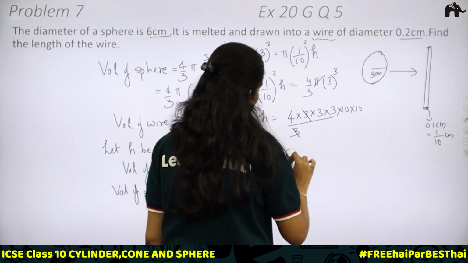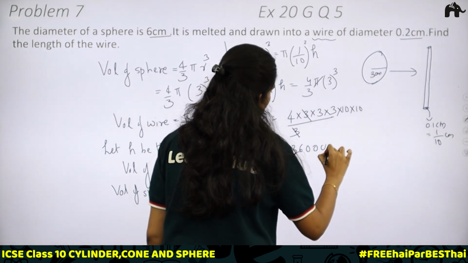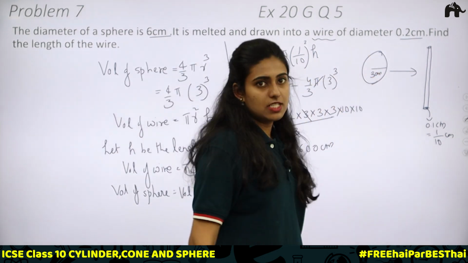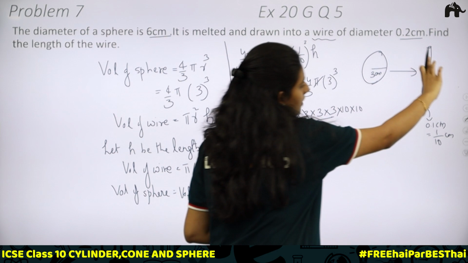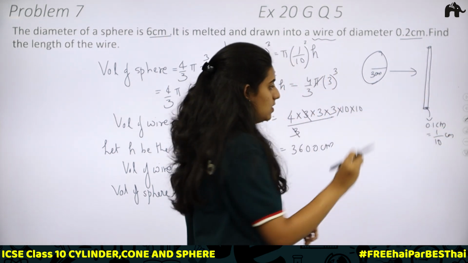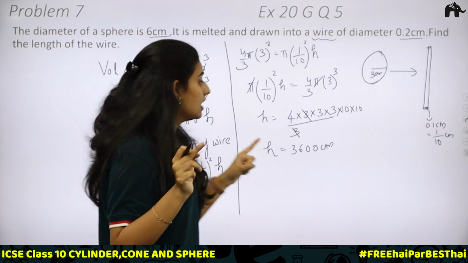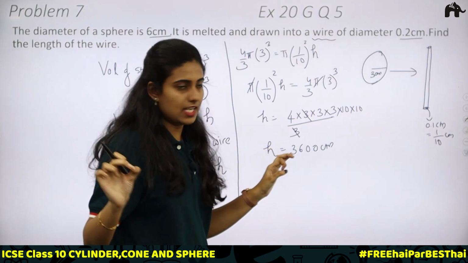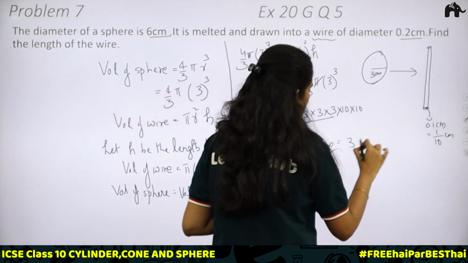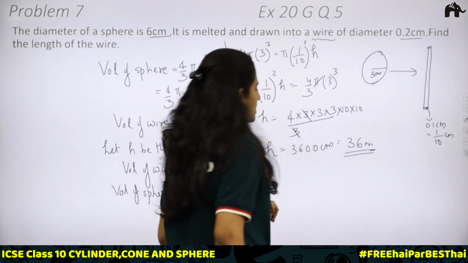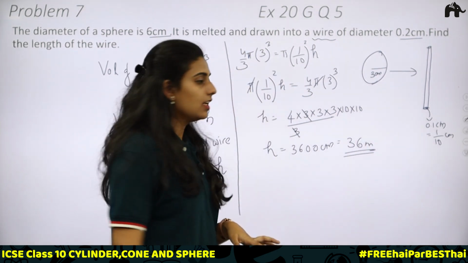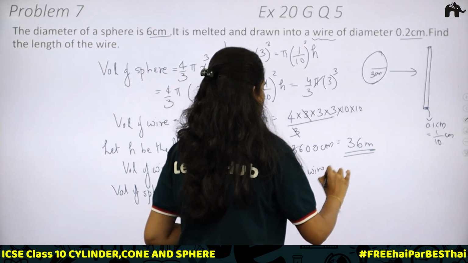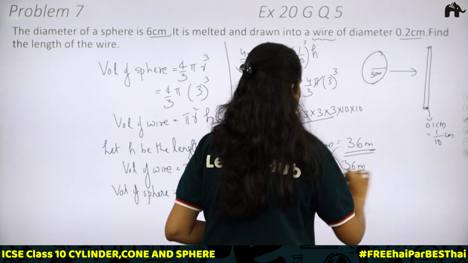So, the length of wire is 3600 centimeter. Okay. So, here from a metal ball of 3 centimeter radius, we are making a wire of very small radius, which is 0.1 centimeter, and the length is 3600 centimeter. Okay, so it is a very thin wire. 3600 centimeter can be written as 36 meter. 36 meter long wire is made. Okay, length of wire is equal to 36 meters.